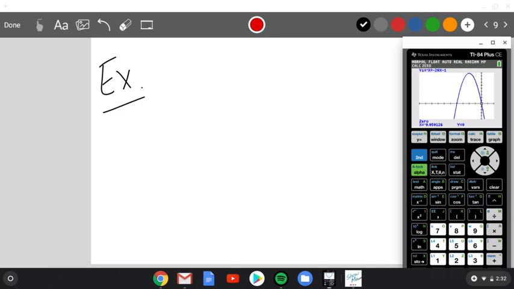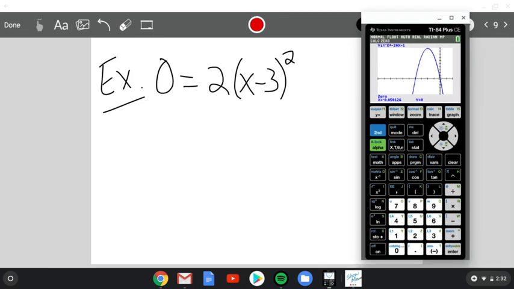And so we've got 0 equals 2 times x minus 3 squared. So it's just written in a little bit different form, but it's still quadratic because we still would have the x squared. Into the y equals, it's already set equal to 0. 2 parentheses x minus 3 parentheses squared. Zoom 6.